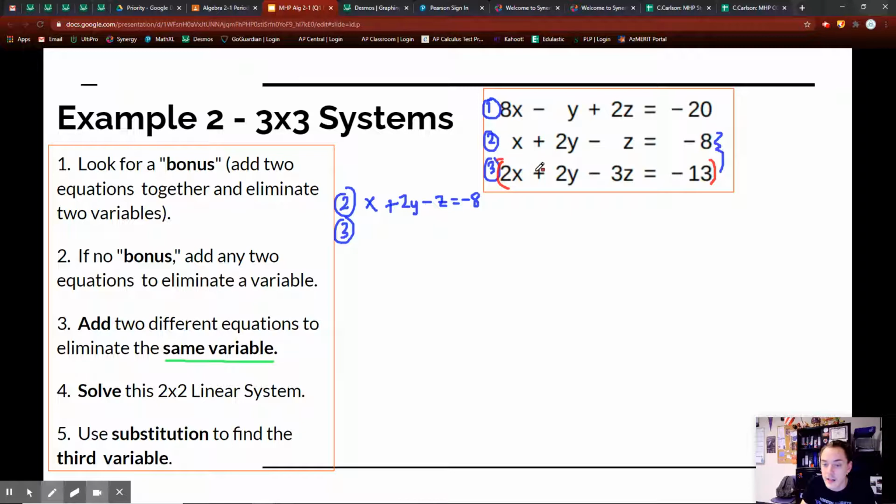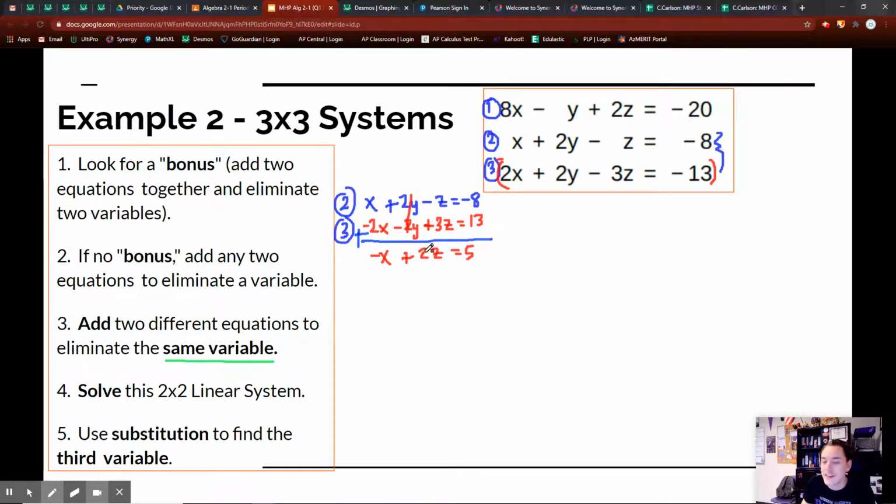If I multiply this negative, let's just do the whole thing. Negative 2x, all the signs change, right? Negative 2y and then plus 3z and then equals 13. So that's what it would actually look like. And then, of course, we add. So then what do I get? The x's don't go poofy, but I do get a negative x. The y's go poofy, which is exactly what I wanted, and this becomes a plus 2z equals 5.